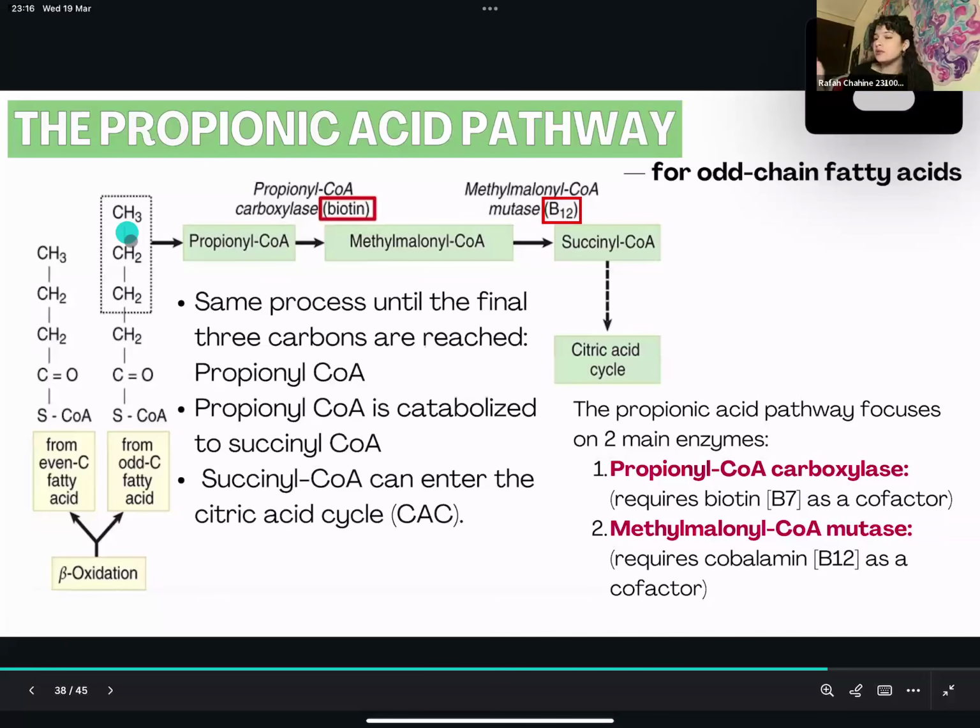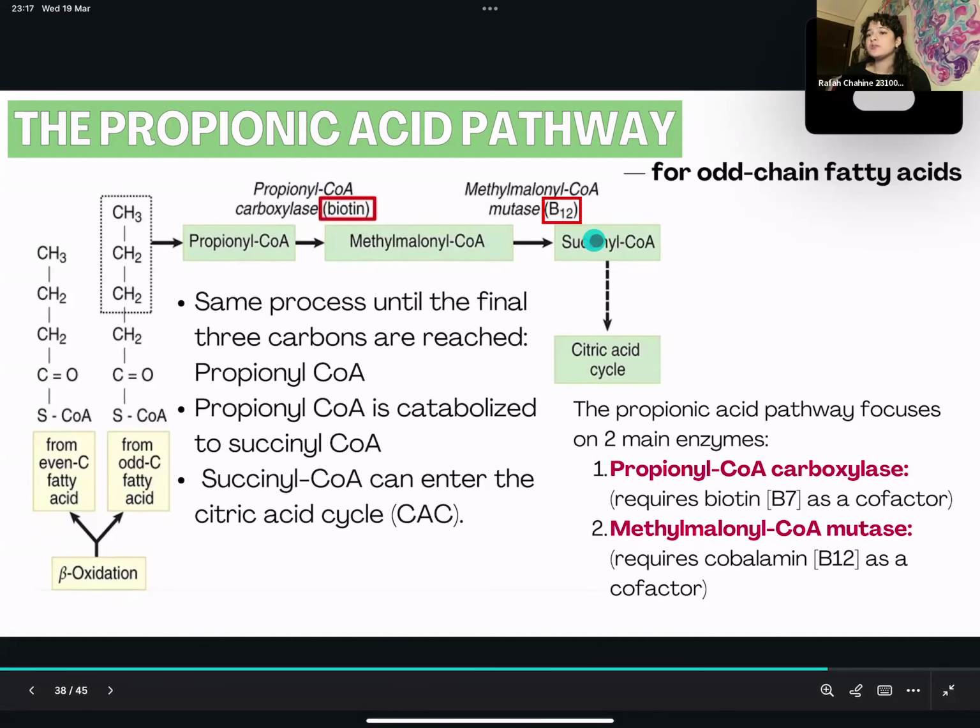And they are broken down completely differently to how the other fatty acids are broken down. The way I'm going to break down these last 3 carbons of an odd chain fatty acid is using these 2 very important enzymes that you need to know. The first one is propionyl-CoA carboxylase, which will break down propionyl-CoA into methyl-malonyl-CoA. What you need to know about propionyl-CoA carboxylase is the cofactor that it needs, which is biotin. Biotin is vitamin B7. So we have propionyl-CoA. It will be converted into methyl-malonyl-CoA using propionyl-CoA carboxylase with the help of B7 or biotin.